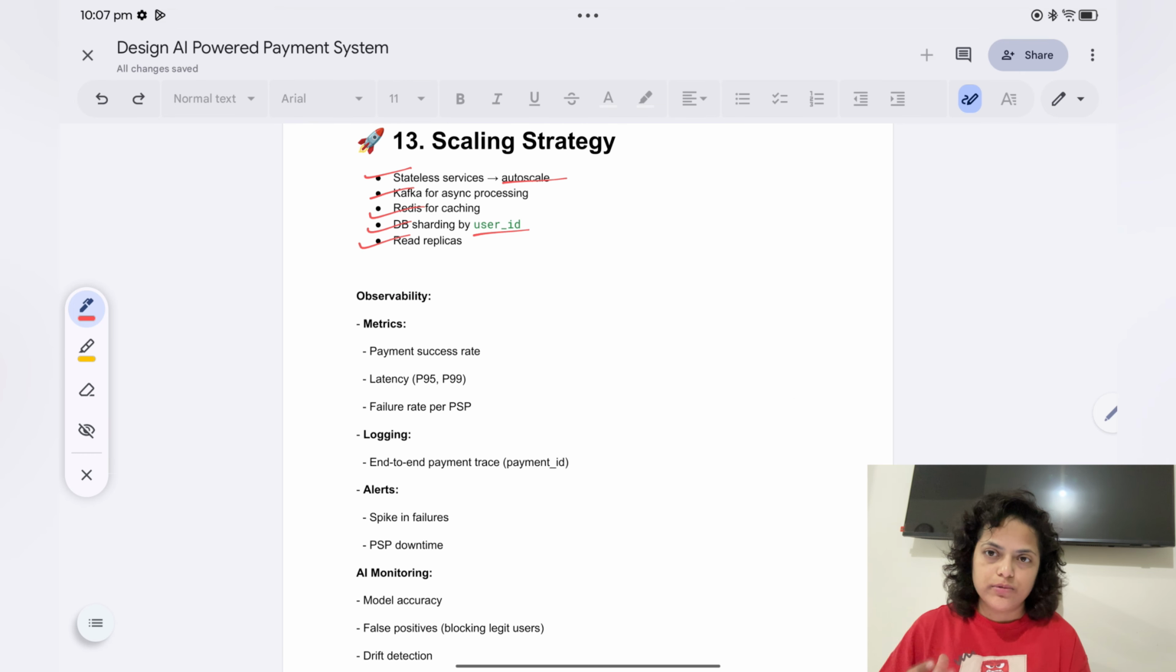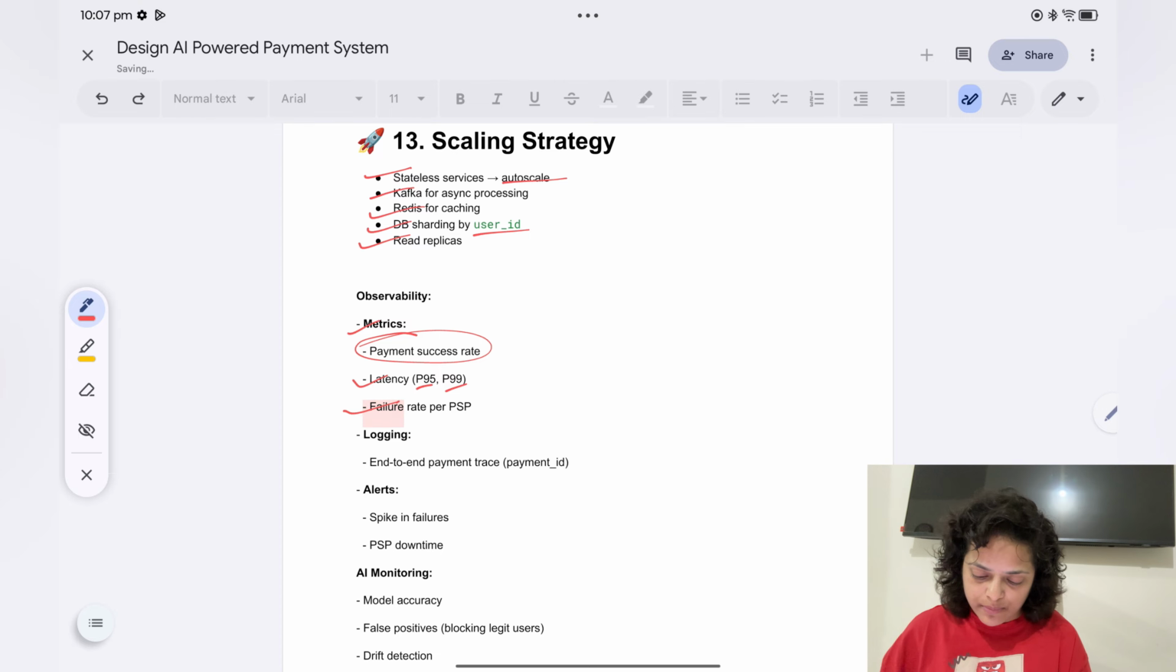So now observability. What all things will we be observing here? First one is metrics. Metrics will be like payment success rate, and then latency P95, P99. For example, 95% of requests should be served within 100 milliseconds, and for 99% of requests the latency should be less than 200 milliseconds, something like that.